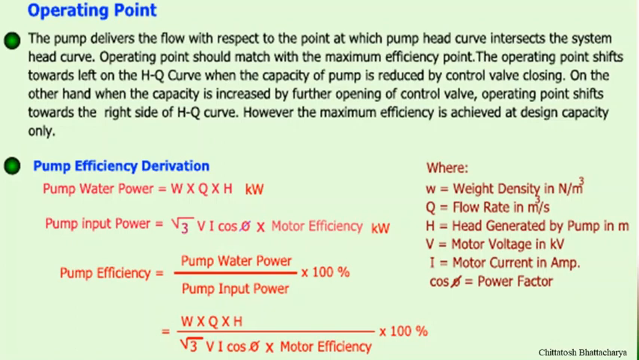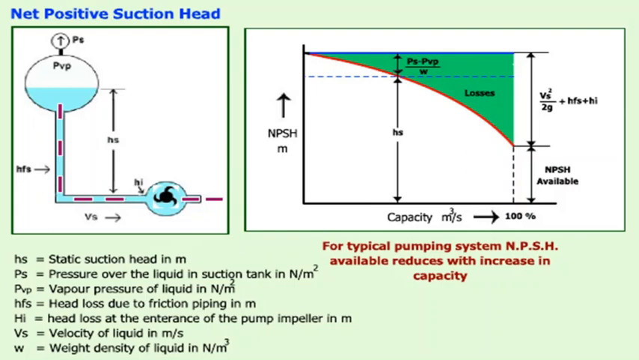Now we come to a very important parameter called NPSH, net positive suction head. It is represented in two ways. The net positive suction head available indicates how much the pump suction exceeds the liquid vapor pressure, and it is a characteristic of the system design. And NPSH required is the pump suction needed to avoid cavitation in a pump, and that is a characteristic of pump design.